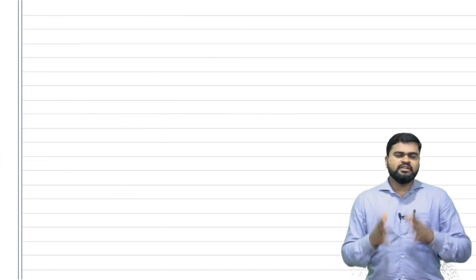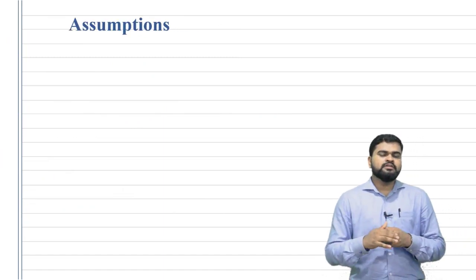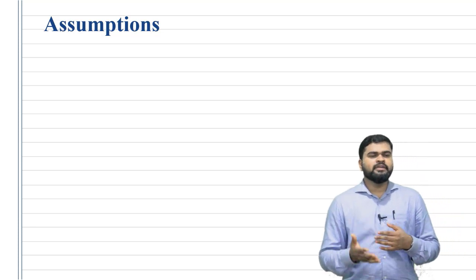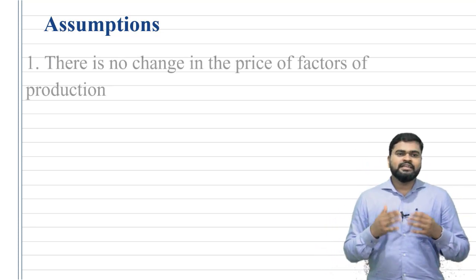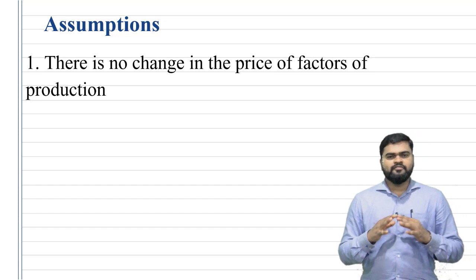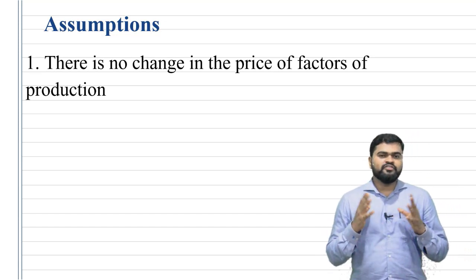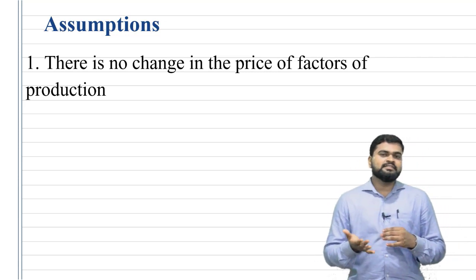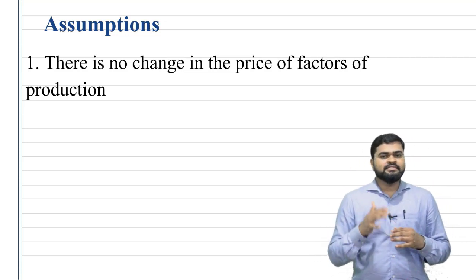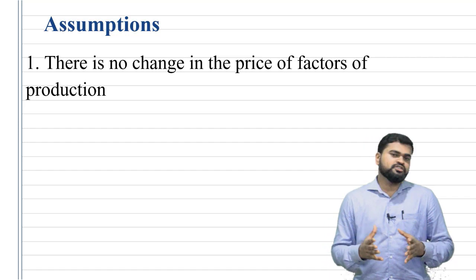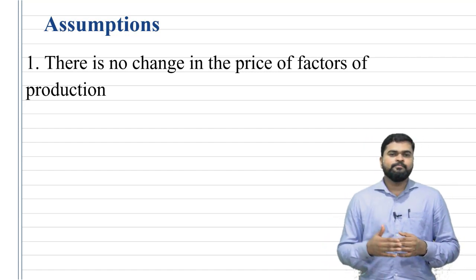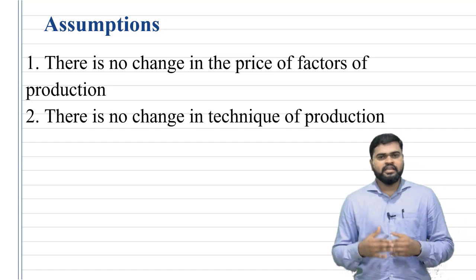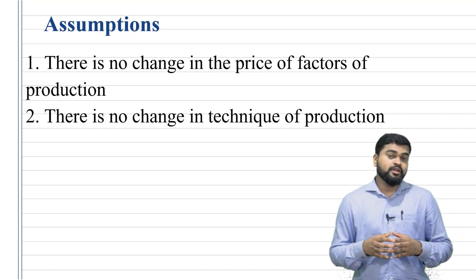Assumptions are the few conditions which should remain constant so that the law functions properly. So which are these conditions which should remain constant? The first one is there is no change in price of factor of production. We assume that the price of factor of production remains constant. If the price of factor of production increases, then supply may decrease. In that case, the law of supply will not function properly, and vice versa. Second assumption is that there is no change in technique of production. Again, we say that the technique of production should remain constant.